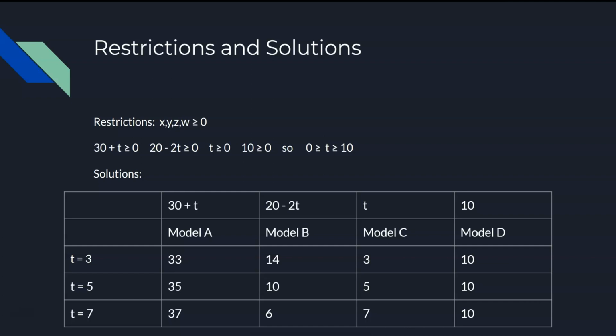So when t equals 3, there would be 33 Model A cars produced, 14 Model B cars produced, 3 Model C cars produced, and 10 Model D cars produced. And this would follow the same instances for t equals 5 and t equals 7, as you can see in the table below.